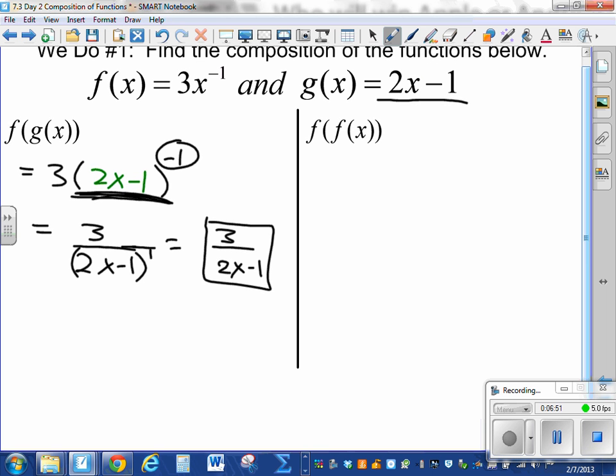All right, so f of f of x. It turns out you can compose a function with itself. So you start with the f function, which is this 3x minus 1 part over here. So you're going to write the 3, not minus 1, to the negative first power. 3 blank spot negative first power. Now you're going to fill in the blank spot with the function again. So it's going to be 3x to the negative 1 power.